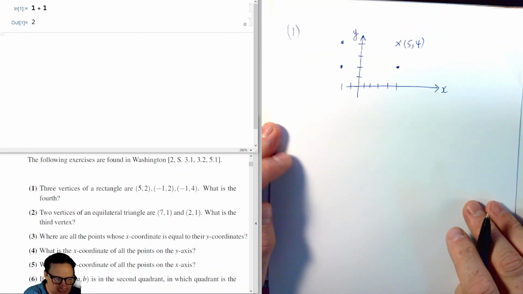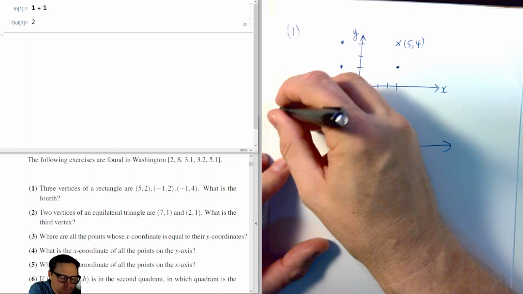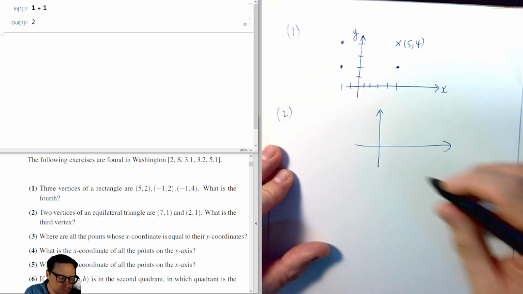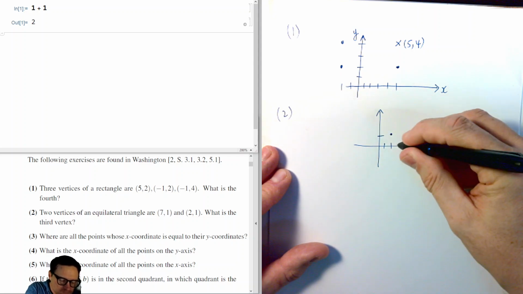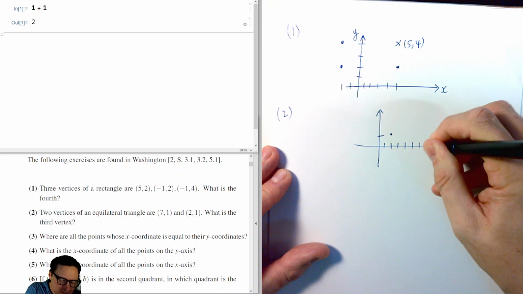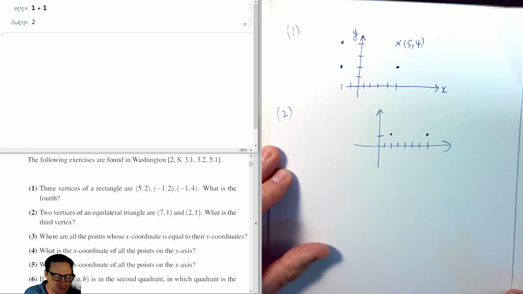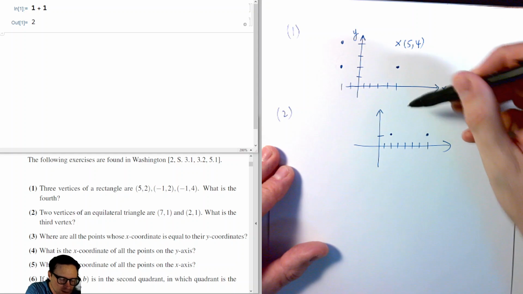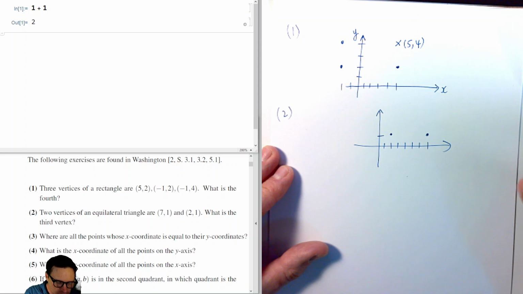Question 2. Two vertices of an equilateral triangle are (7, 1) and (2, 1). So let's find these points. 2, 1, 3, 4, 5, 6, 7, and 1. So these 2 points, all right? So now this is an equilateral triangle. So what you want to think of are the possibilities for the third point of this equilateral triangle? Well, we've got a point up here and a point down here. But how do you want to think about how to find exactly where that third point is?